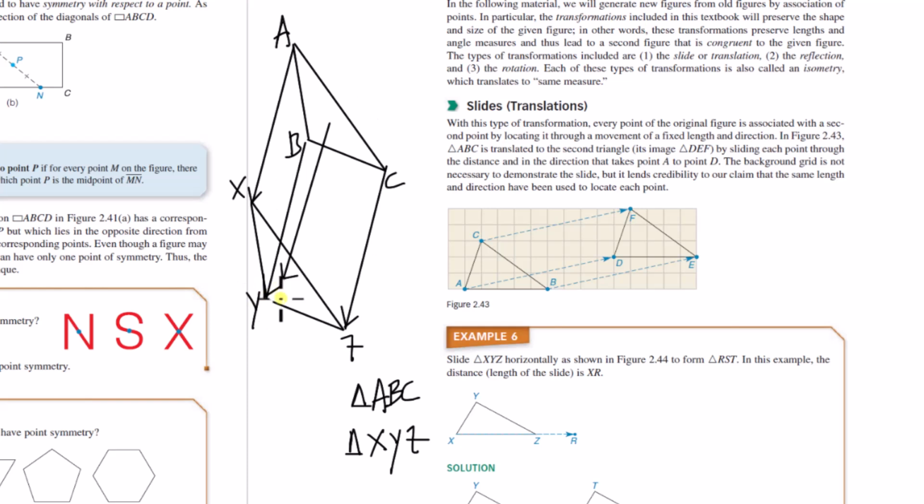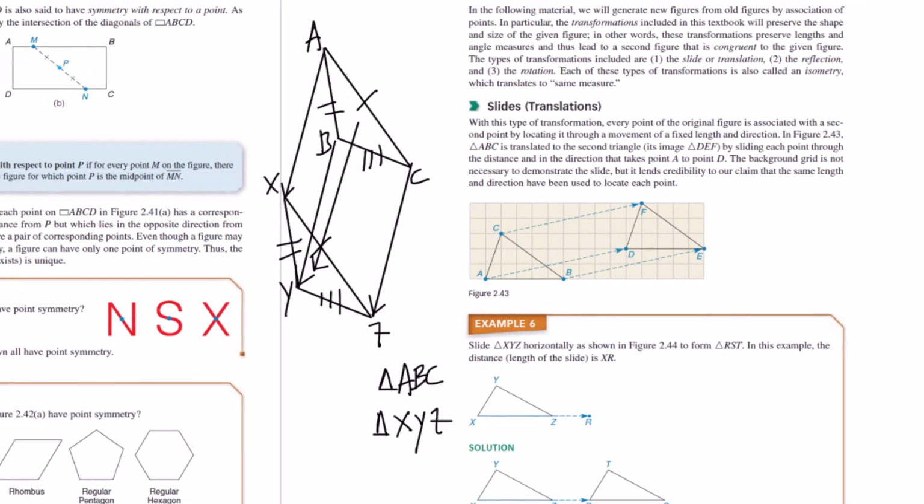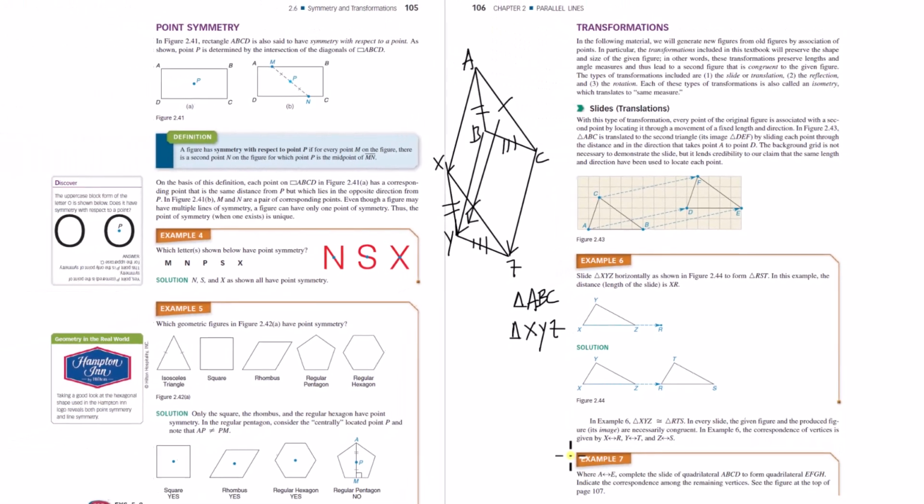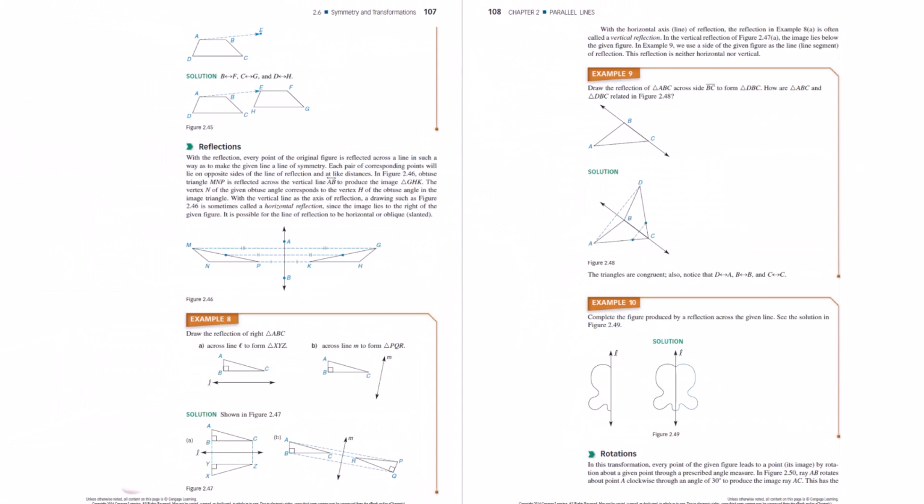Okay, but you can see though when it comes to a slide or a shift, a translation, the before and after figures are congruent, right? This side is still the same length as this side. These two sides are the same length. These two sides are the same length. The corresponding angles are the same. They're congruent figures. That's going to be the case for any rigid body transformation.